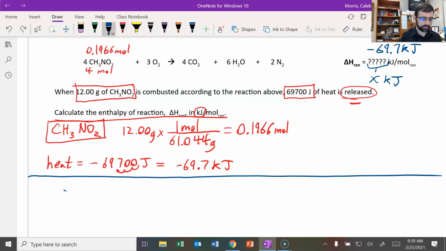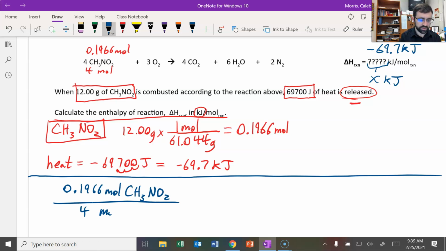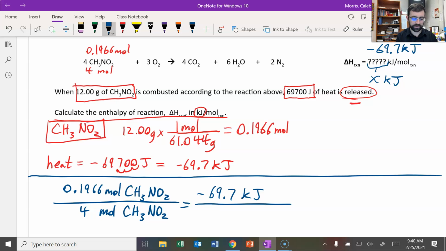So we have 0.1966 moles of CH3NO2 over 4 moles of CH3NO2, because there are 4 moles in the reaction, and I want to know how many kilojoules are in a mole of the reaction. And then I'm going to put negative 69.7 kilojoules divided by x kilojoules.